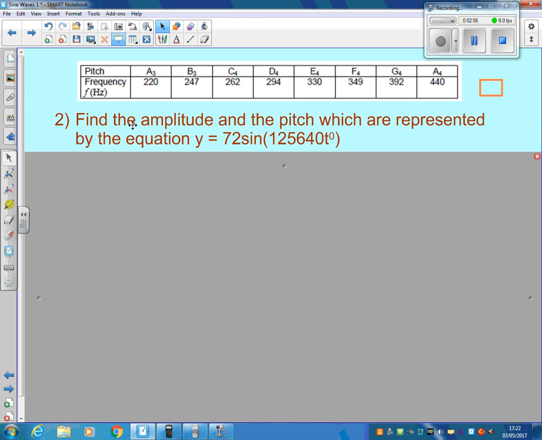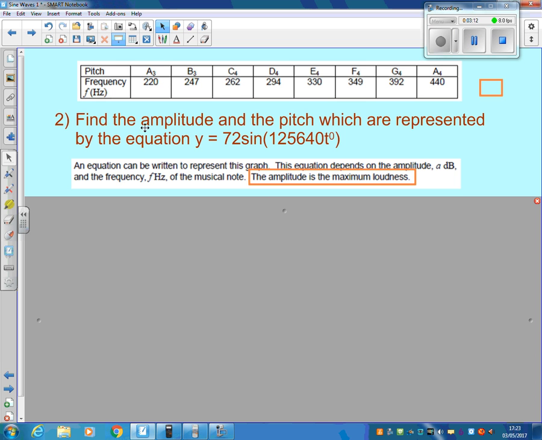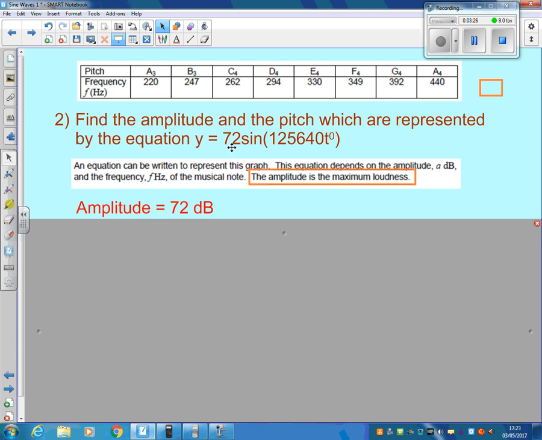Question 2. Now this time we're working backwards. It says find the amplitude and pitch which are represented by the equation y equals 72 sine 125,640 t degrees. First of all it says amplitude. Amplitude in this case is the maximum loudness. It's the same thing. So the amplitude is the maximum loudness, which we found was that first number. So that's easy. The amplitude is 72 decibels.